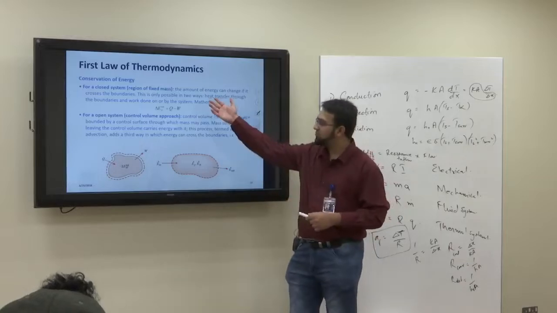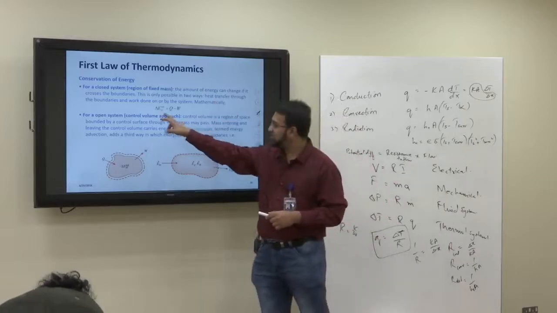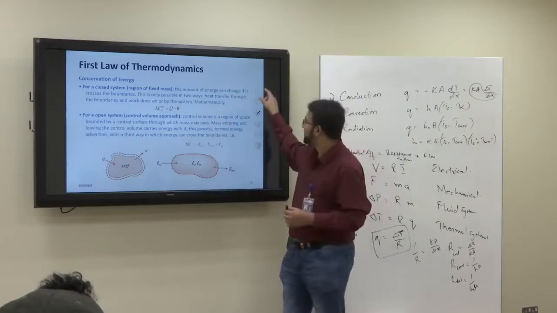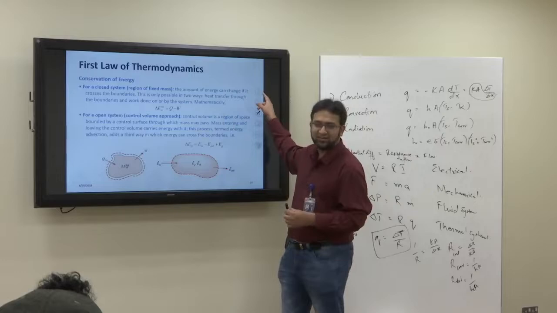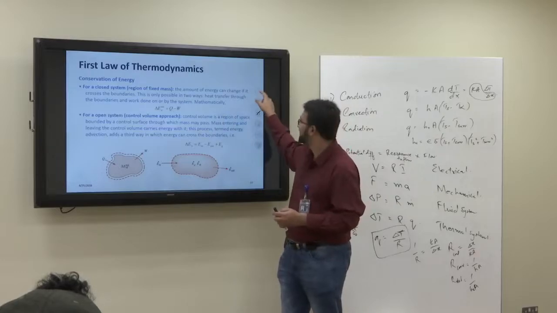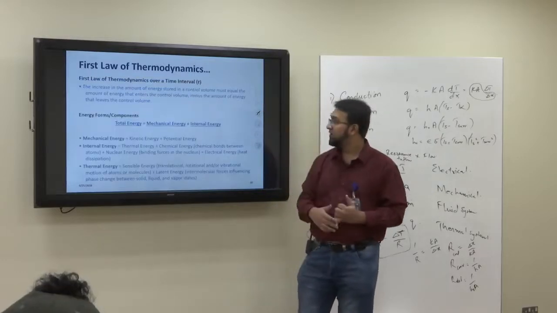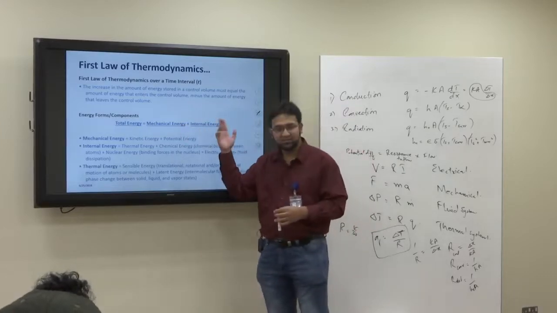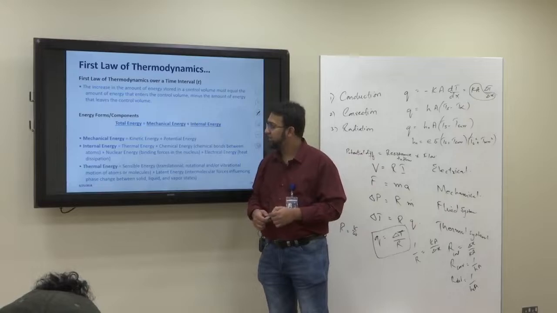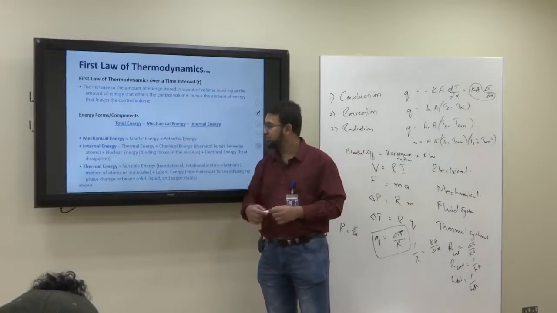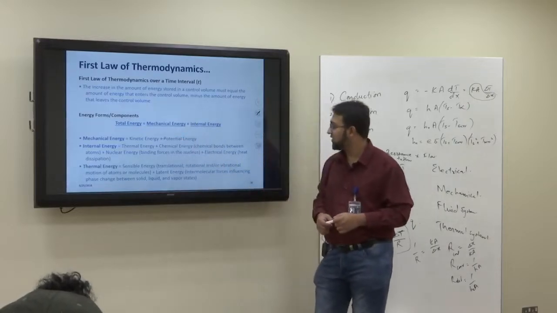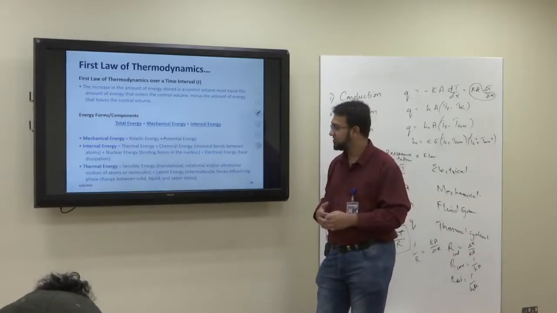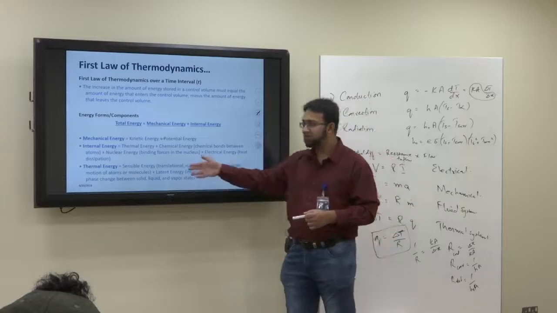We have closed systems and open systems. It's delta E equals Q minus W. We went through it in big detail before. Now the energy forms: total energy is composed of mechanical and internal energy. Mechanical energy is kinetic plus potential. Internal energy is thermal energy plus chemical energy, whatever the binding force is. Thermal energy could be sensible and latent.